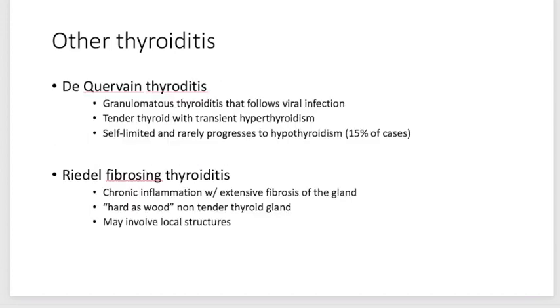We have a couple different other types, so these are a lot more rare. So we have de Quervain thyroiditis. This is usually self-limited, rarely progresses to hypothyroidism. Tender thyroid with transient hyperthyroidism, again, follows a viral infection. Riedel fibrosing thyroiditis, this is a chronic inflammation with extensive fibrosis of the gland, and that would be evidenced on imaging when you got it. Hard as wood, is what we kind of say with this one, non-tender.